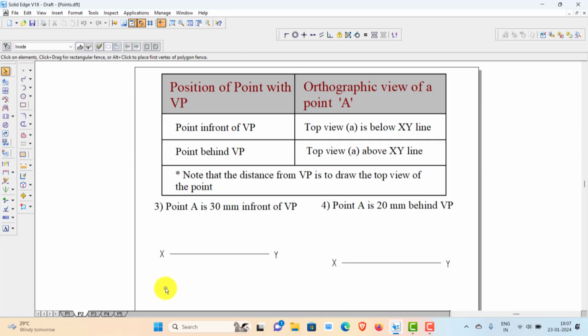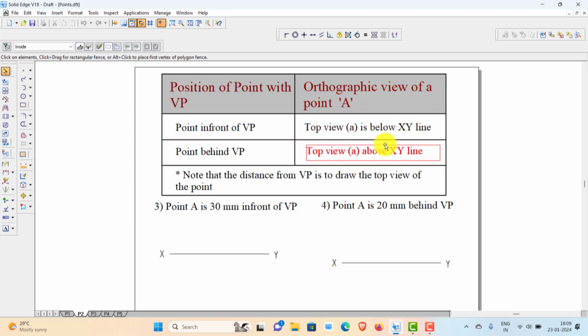Now, with respect to the position of the point with the vertical plane, note that if the point is in front of VP, its top view will be placed below the XY line. Conversely, if the point is positioned behind VP, its top view will be above the XY line. So if the point is in front of VP, its top view is below the XY line.